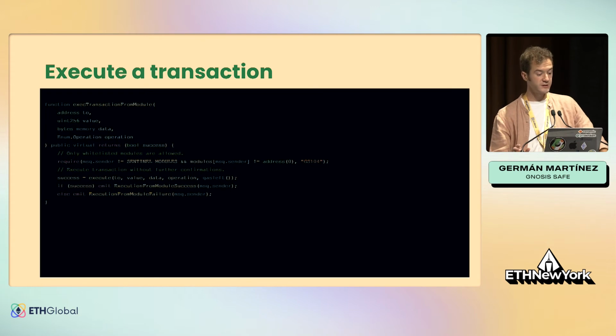In the safe contract, there are 2 methods: execute transaction, which uses the regular flow, checking the signatures of the signers, and then the method exec transaction from module. This is a public method that can be called by any account. However, inside of it, there is a check where the message.sender needs to be inside of the modules mapping, meaning that the message.sender, the account that is calling this method, is a module that is enabled.